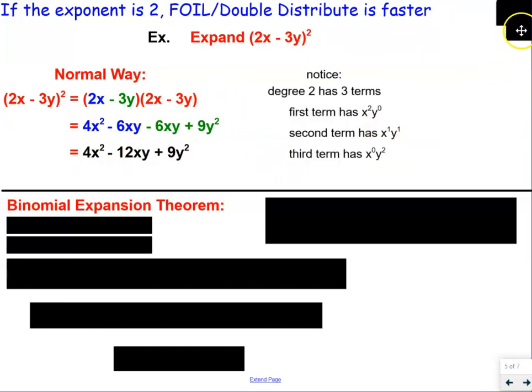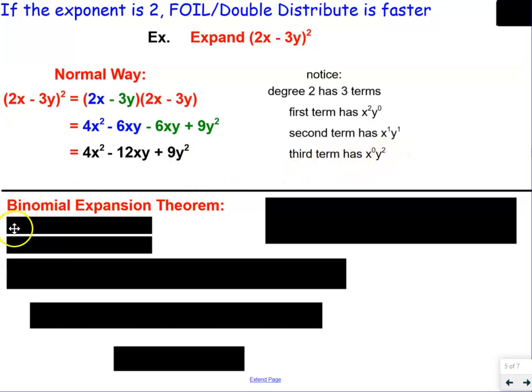Now notice the degree is 2. So there are 3 terms: an x squared term, an xy term, and a y squared term. The first term is x squared y to the 0. Now any number to the 0 power is 1, that's why you don't see it. The second term is x to the 1 y to the 1, which is the exponents adding to 2. And the third term is x to the 0 y squared. x to the 0 is 1, so that's why you don't see it, but that's still degree 2.